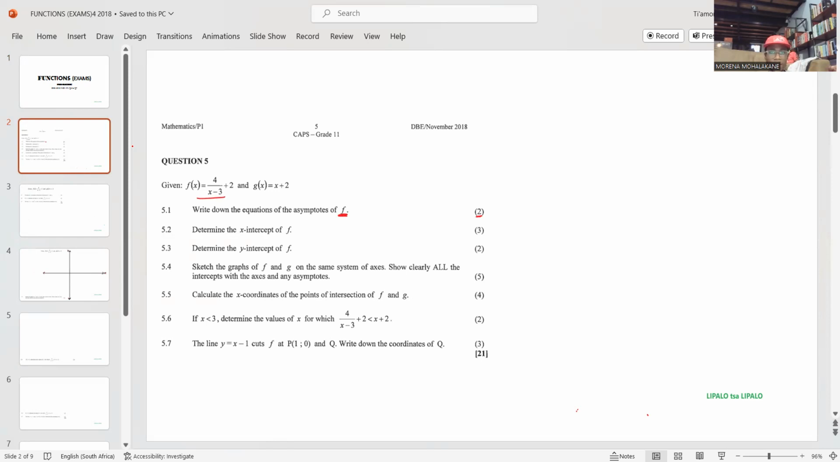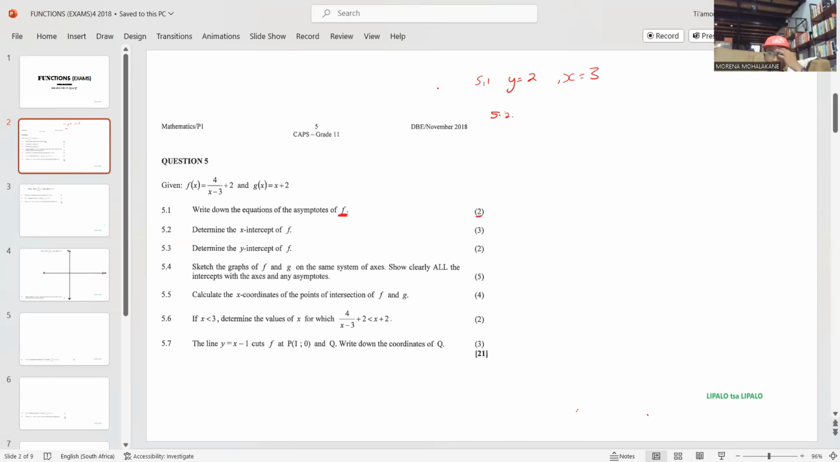F is a hyperbola. By now you know that in a hyperbola, the asymptotes are given by q and a different sign of p. So y is going to be equal to 2, and then x is going to be equal to +3. That's the vertical asymptote and the horizontal. And then you have the second question.